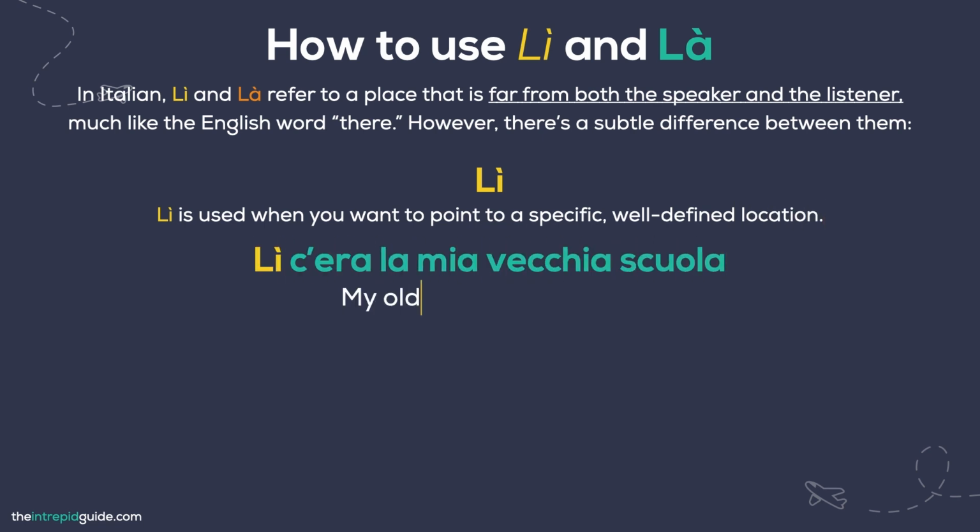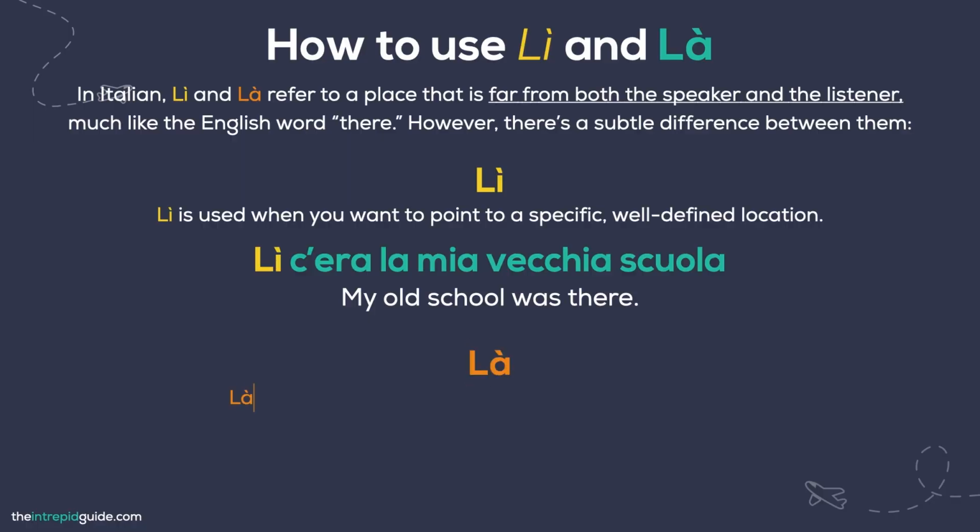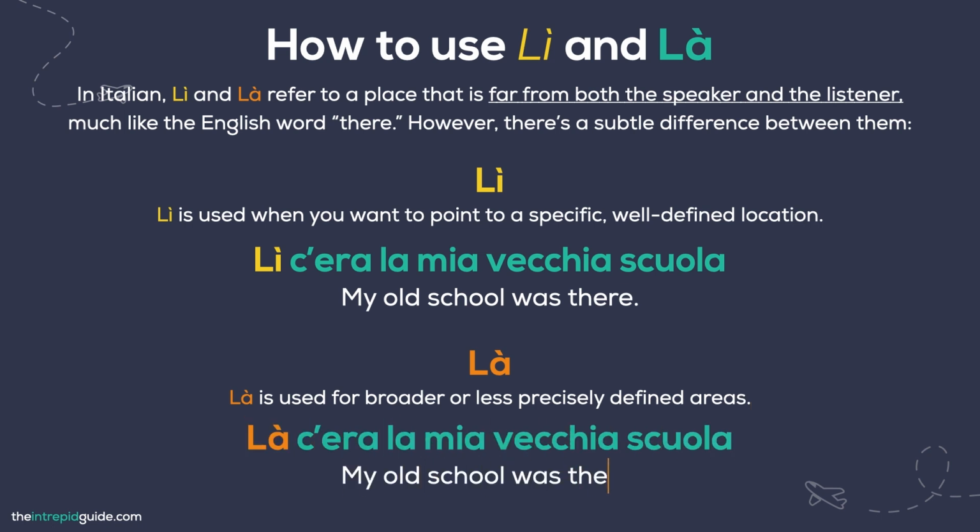Lì c'era la mia vecchia scuola. My old school was there. Here, the speaker might be indicating the exact spot where the old school once stood. La is used for broader or less precise defined areas. Là c'era la mia vecchia scuola. My old school was there.